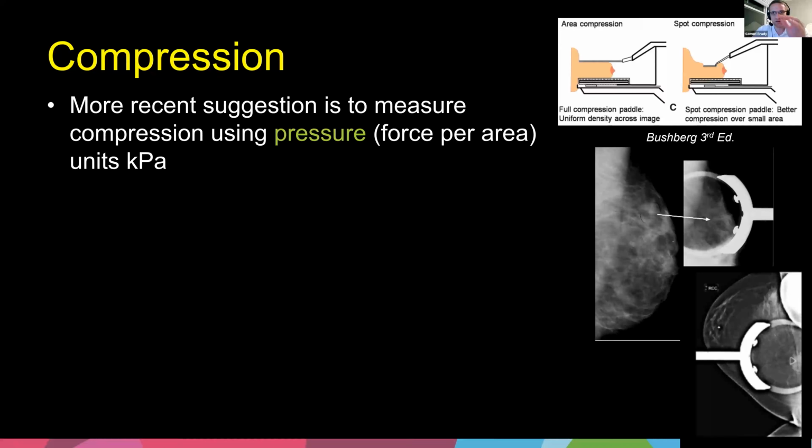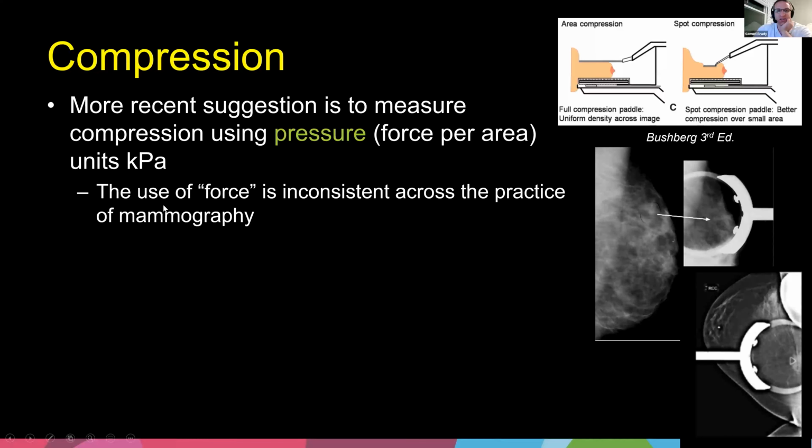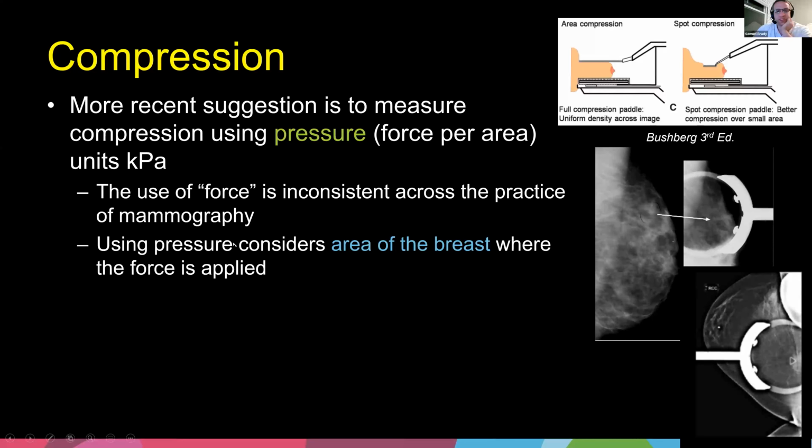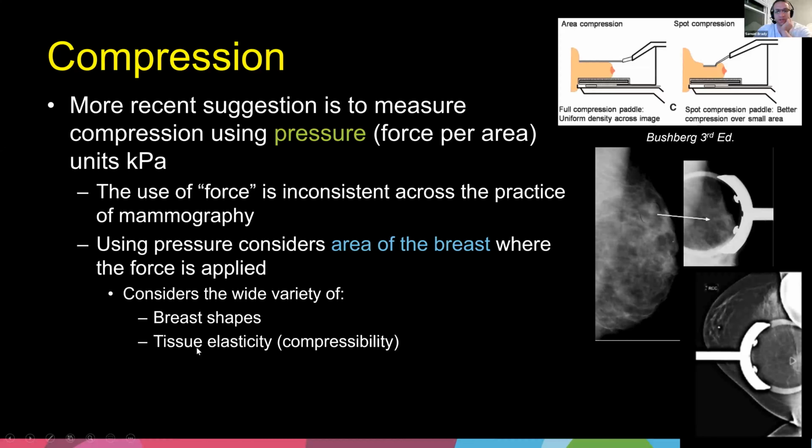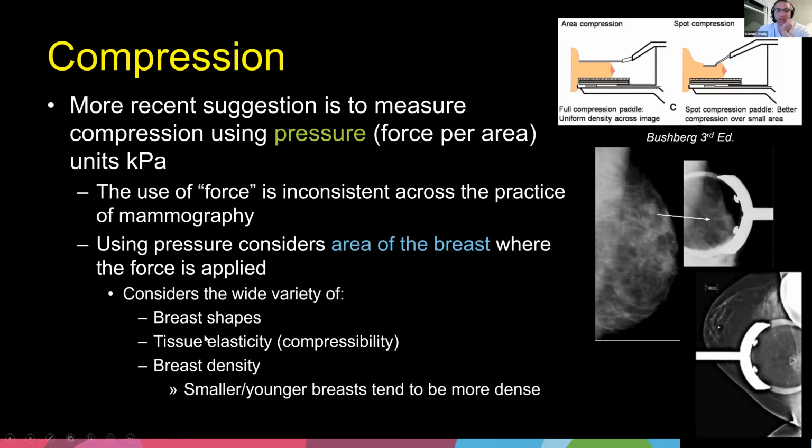Pressure is force per area. So now it takes into account how much of the breast it's compressing, how much is pressing onto the breast. The use of force is inconsistent across practices of mammography. Using pressure considers the area of the breast where the force is applied, which also takes into account the breast shape, the elasticity or compressibility of the breast, and overall its breast density. We know smaller, younger breasts tend to be more dense, and then, of course, older, fattier breasts.